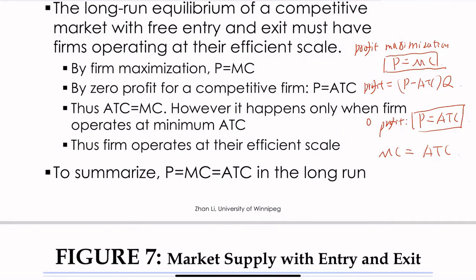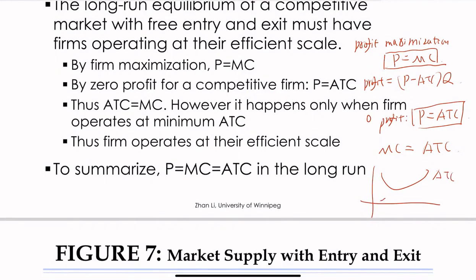But we have learned in the previous chapter that the marginal cost curve always crosses the average total cost curve at its lowest point, right? So you can see that the only way average total cost can be the same as marginal cost is if the firm is producing a quantity which minimizes its average total cost, right?